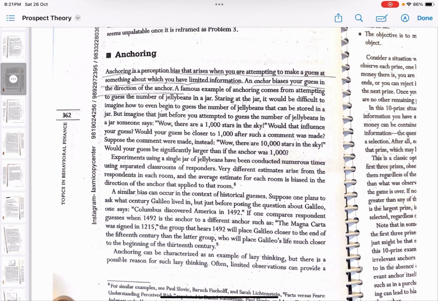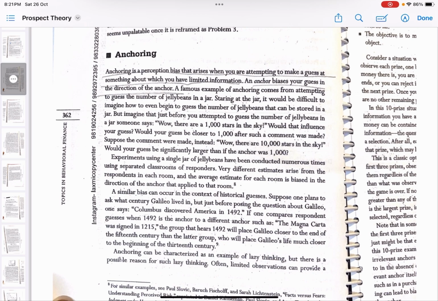Okay, now let's discuss the third perception bias, and that is called anchoring. Anchoring is a perception bias that arises when you are attempting to make a guess at something for which you have limited information. So you have limited information about something and you are still guessing what the outcome could be. So this is guesswork. An anchor biases your guess in the direction of the anchor.